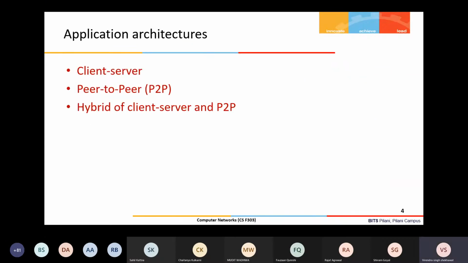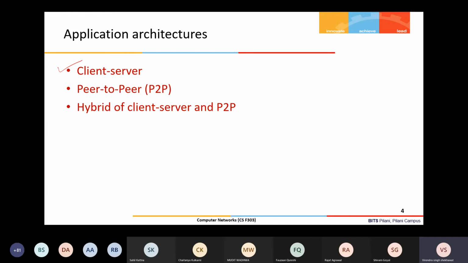Okay. So now, how is a network application different from other traditional non-network applications? Let us say that we understood. Now let us see what the different application architectures for network applications are. There are 3 architectures. One is the client-server architecture, and most of the applications we run today are client-server applications.